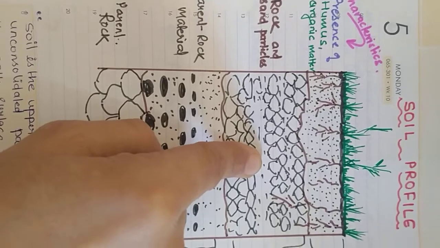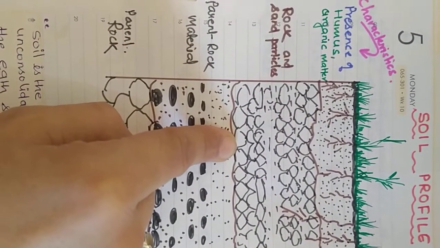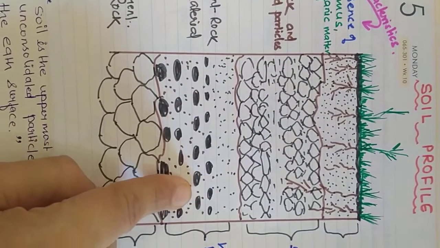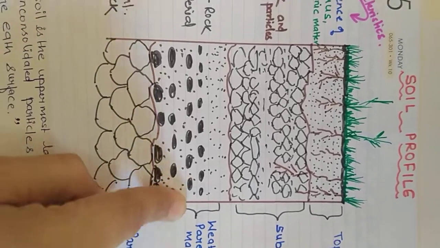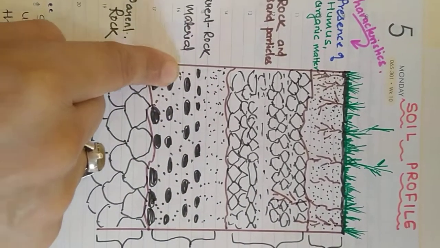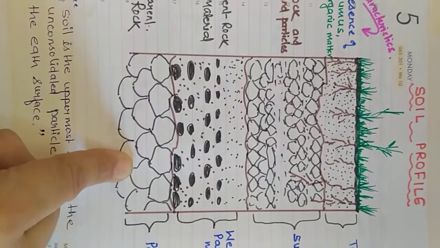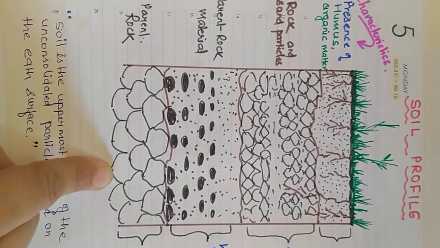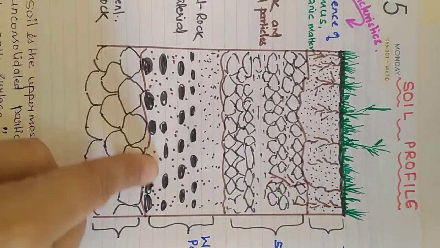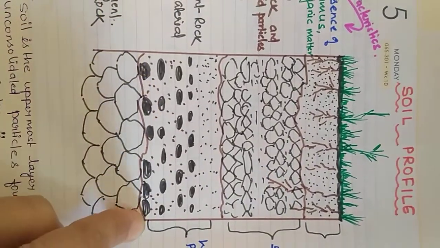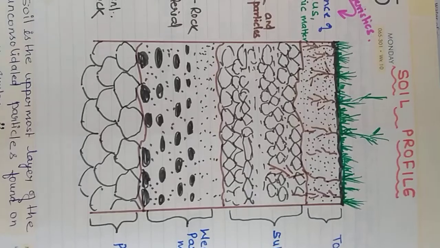And when we go down, we'll have the rock and the sand particles. After that layer, we'll have the weathered parent rock material. We find some of the weathered rock material, and the last, at the bottom, there is the parent rock. In that parent rock, we can find a huge amount of stones. So this is the soil profile.